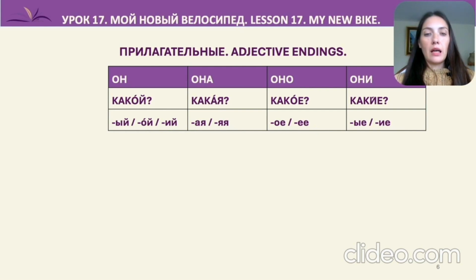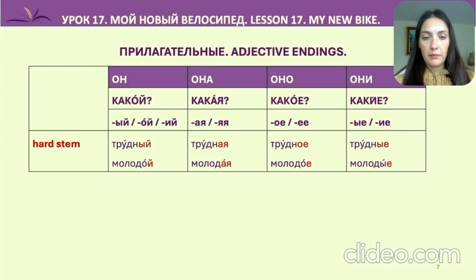So какой это день, what day is it? Or какая погода, what weather is it today. So these are the questions. You can see already in the questions that what changes is the ending. So the ending of the adjective will change and then it will show us what gender it is, or if it's plural or singular. Let's start with the first one, so-called hard stem.